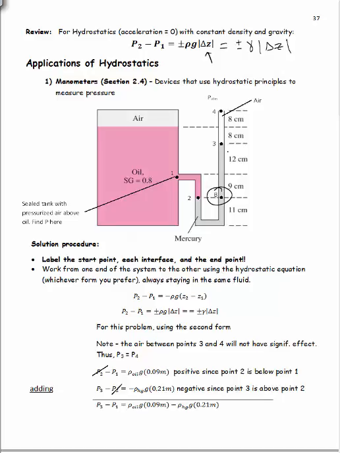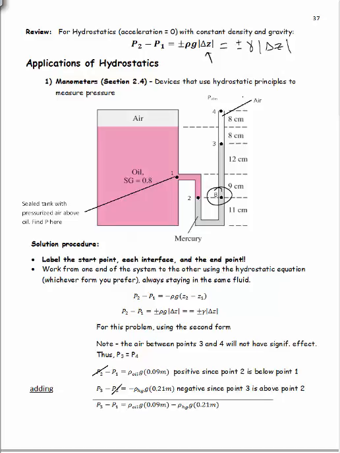All right, so what you do, it's the same as last time. You label all your interfaces and where you want to find the pressure and any known pressures as well. And then you just start working your way around writing the hydrostatic equation for each section of fluid. So here we could either start at 1 and go 1 to 2 and 2 to 3, and in this case 3 to 4. We don't really need 4 as well.